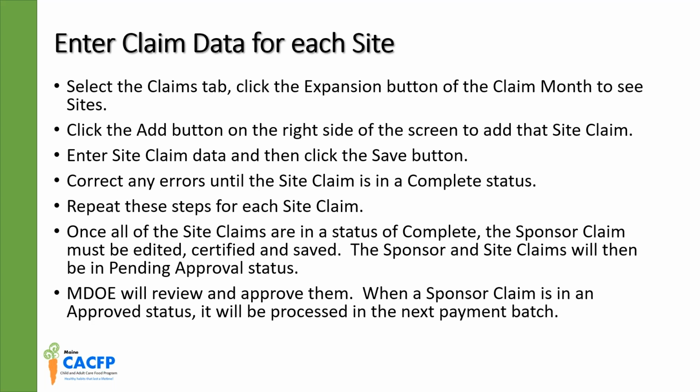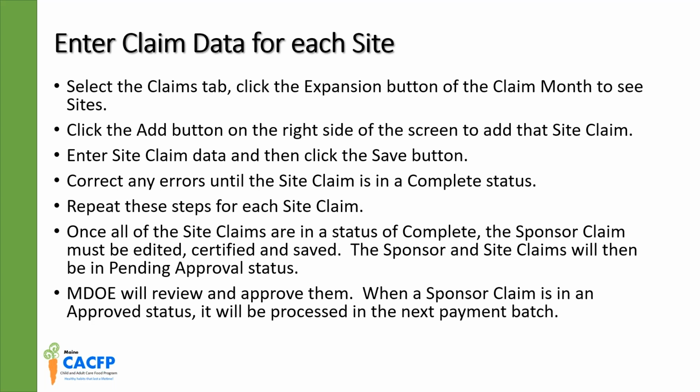Correct any errors until the site claim is in complete status. Repeat these steps for each of your sites. Once all the sites are in status of complete, the sponsor claim must be edited, certified, and saved. The sponsor and site claims will then be in pending approval status. And again, we will approve them, and when the claim is in approved status, it can be processed in the next payment batch.